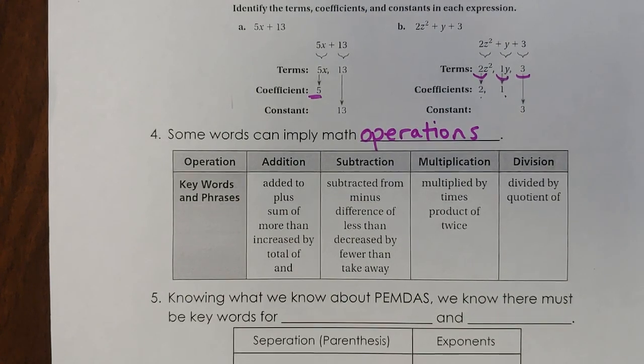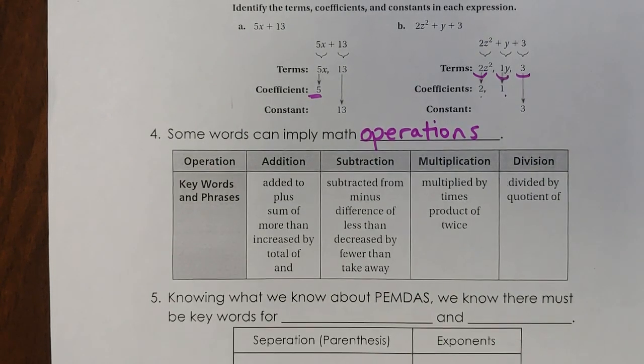Multiplication can be multiplied by, times, product of, or things like twice. So if Didrell has, I don't know, $5, and Jeremiah has twice as many, how many does Jeremiah have? $10. What did you do? You just multiplied by 2, right? Real easy. Division: divided by, quotient of, okay?